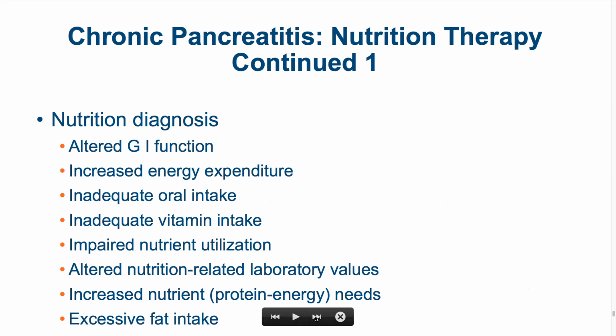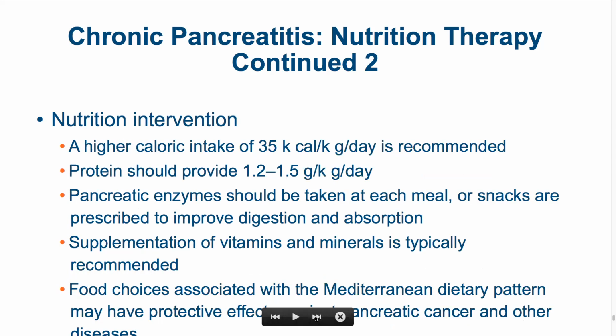Nutrition diagnosis could range from altered GI tract, inadequate oral intake, inadequate vitamin intake, impaired nutrient utilization, to excessive fat intake. Nutrition intervention: a higher caloric intake of 35 calories per kilogram per day is recommended. Protein needs are 1.2 to 1.5 grams per kilogram per day.